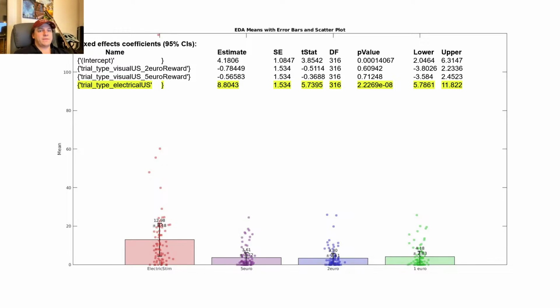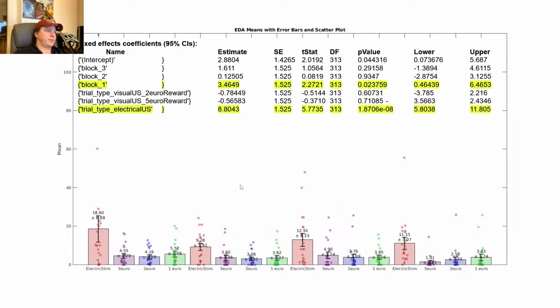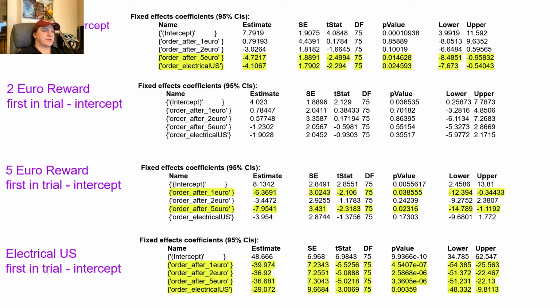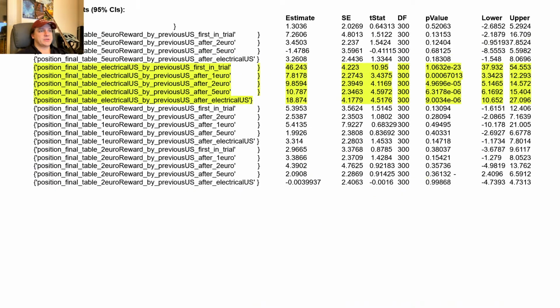Now the same thing for the EDA. Once again, the EDA actually shows the same. There was no difference comparing the €5, €2, and €1 responses. Only the electrical stimulation was higher. And once again, comparing by blocks and the electrical, comparing inside of the blocks, only block 1 caused higher reactions. Once again, pretty much the same pattern when comparing inside the values with the different positions.